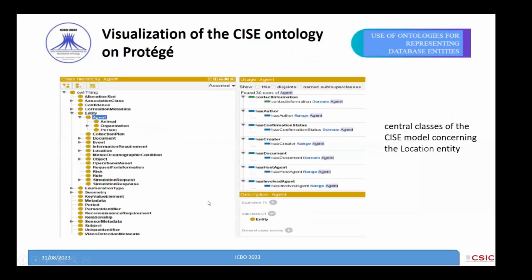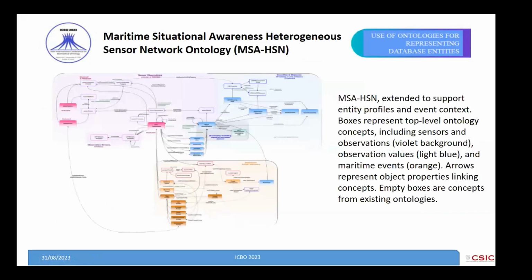So what you can see here is a visualization of the CISE ontology on Protege. CISE is an initiative in the European Union connected with maritime services, mostly in the security area, where central classes of the CISE model concern the location entity. Here, you can examine the context and situation, how the context and situation are intertwined concepts.